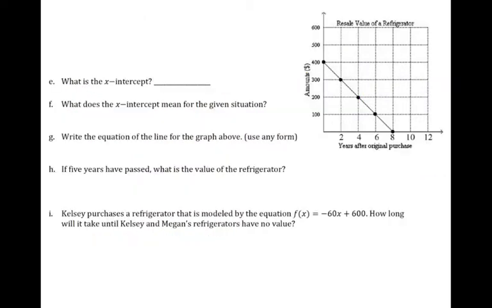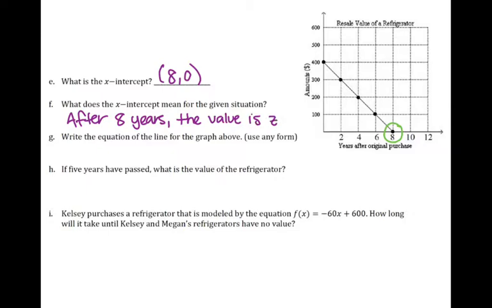What is the x-intercept? The x-intercept is where your graph crosses the x-axis, and that is at 8. Once again, please write it as an ordered pair. And what does the x-intercept mean for the given situation? That means after 8 years, the value is 0. So after 8 years, the refrigerator is worth nothing.